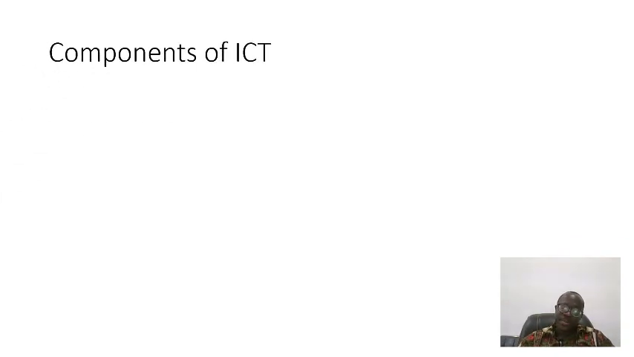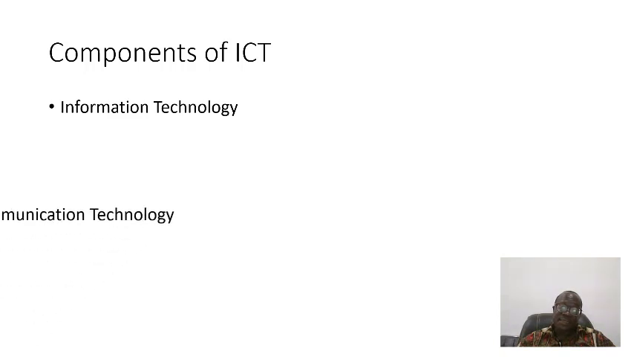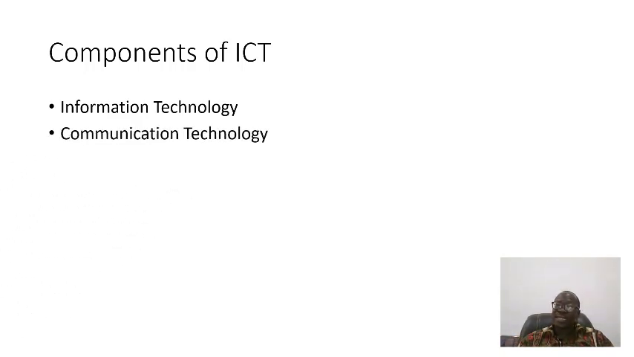So what is ICT then? ICT can be put into two major components: information technology and communication technology. So if you look at this, information and communication technology. Anytime you are giving the acronym for ICT, I prefer you to bring the conjunction "and". I don't want you to say "information communication technology". I don't like that, because basically it is made of two major components: information technology and communication technology.